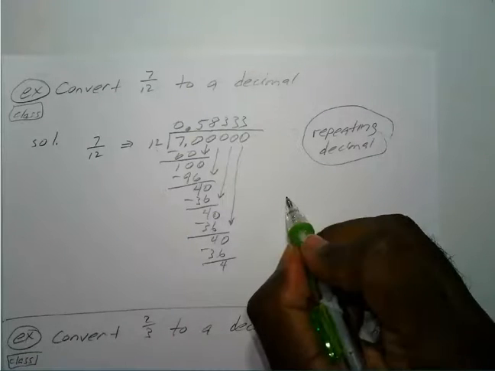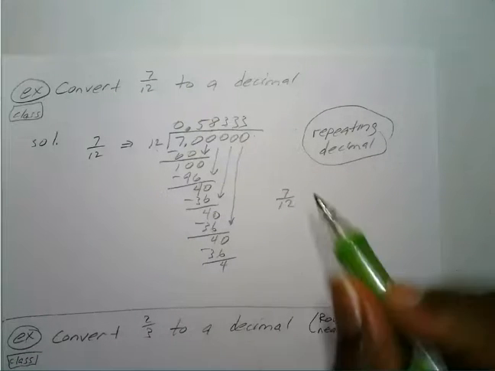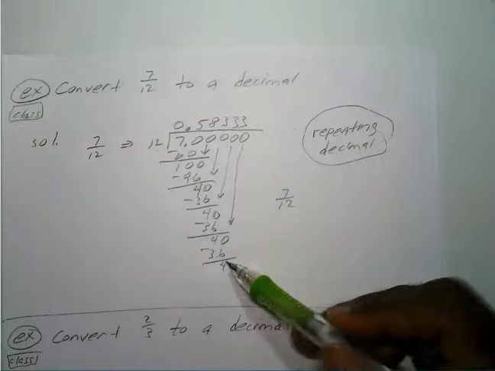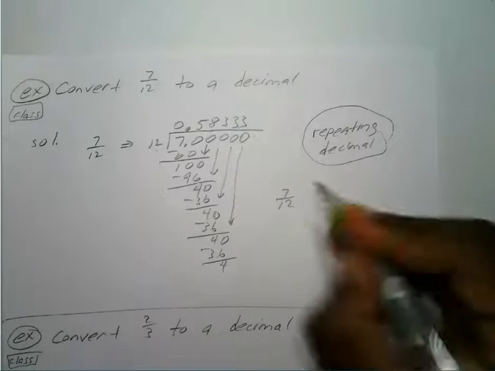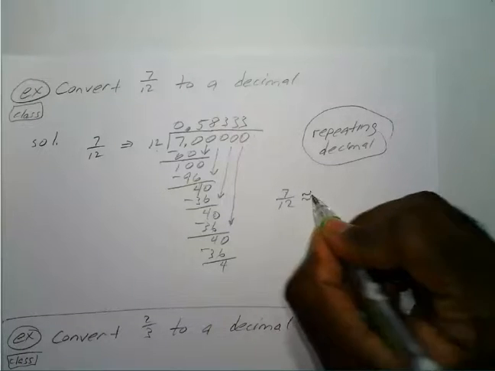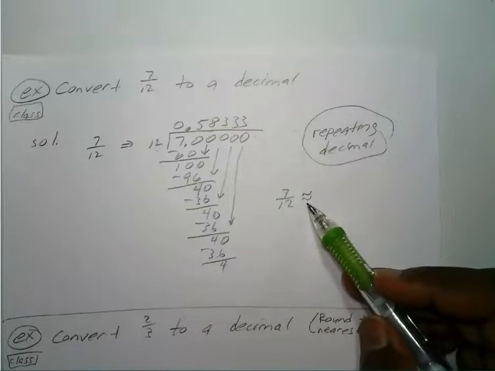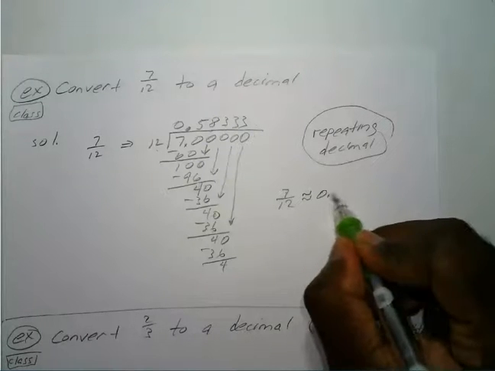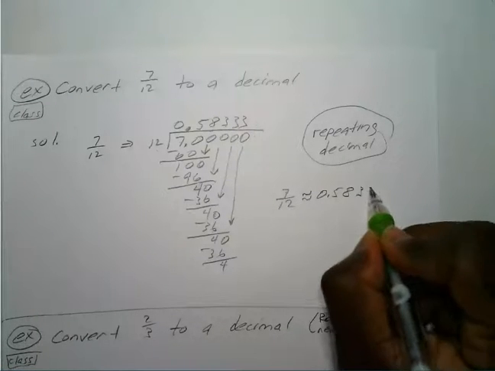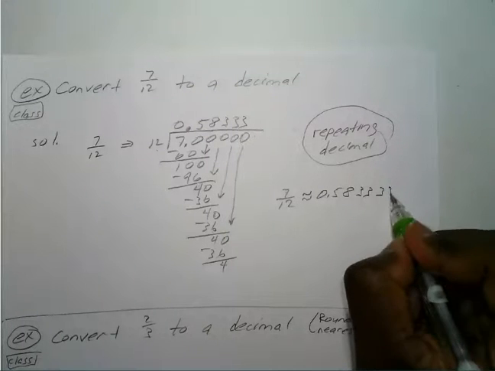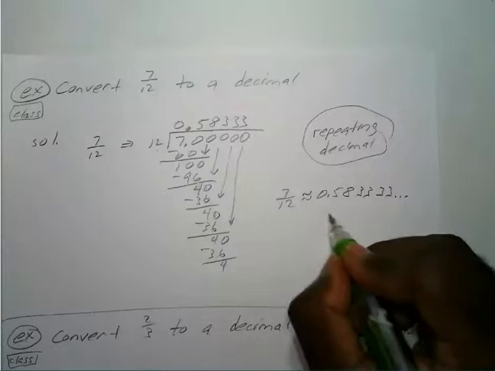Okay, so we know that since we don't have an exact value because our remainder is never equal to 0, 7 divided by 12 is approximately equal to, so we put our little wavy equal sign. That means approximately equal to 0.58333, and we can put as many 3s as we like. It'll keep going on forever.